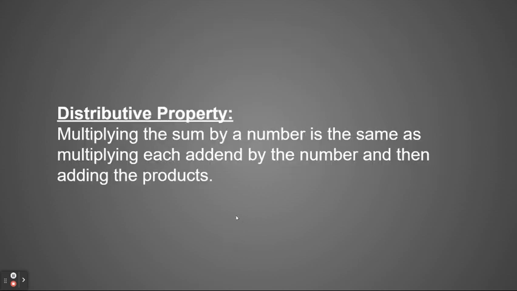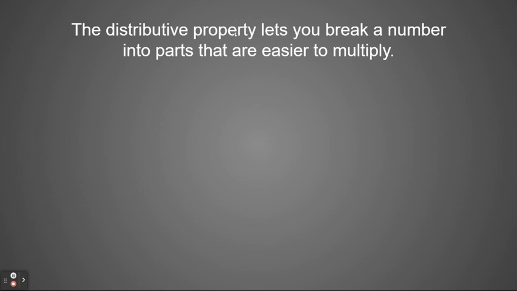I can also use the distributive property to help multiply in my head. The distributive property says multiplying the sum by a number is the same as multiplying each addend by the number and then adding the products. Let's see what that looks like. So the distributive property basically lets you break a number into parts that are easier to multiply.